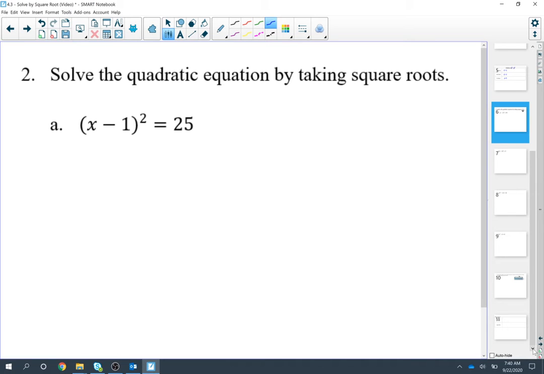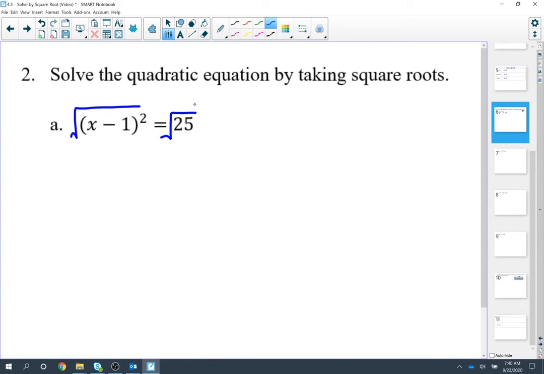Example 2. Solve the quadratic equation by taking square roots. Now, in the last example, we were trying to isolate the x squared. Well, notice this time you actually have these parentheses and it's x minus 1 squared, but really we're trying to isolate the thing that is being raised to the second power. In example A, that's already been done for us. So, we're going to take the square root.